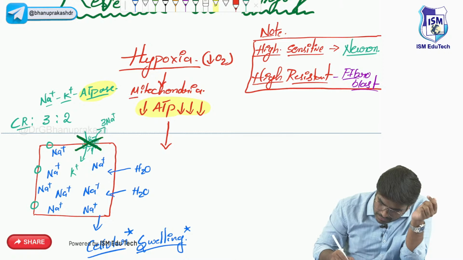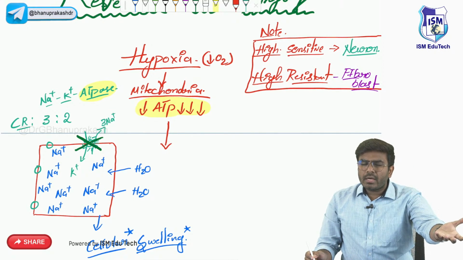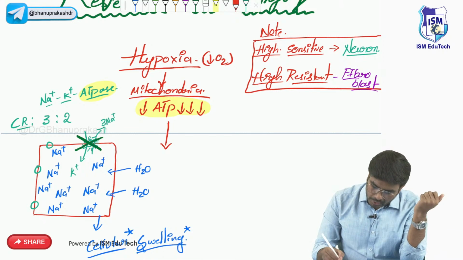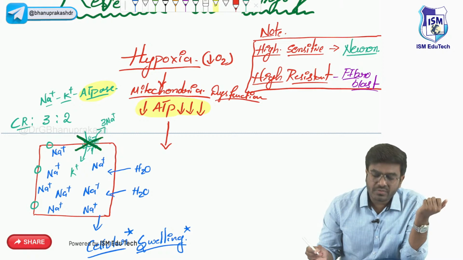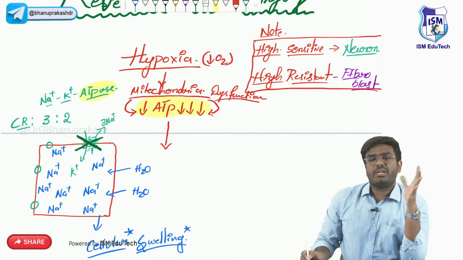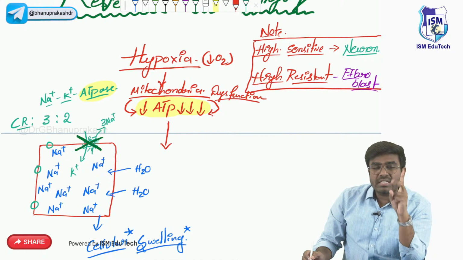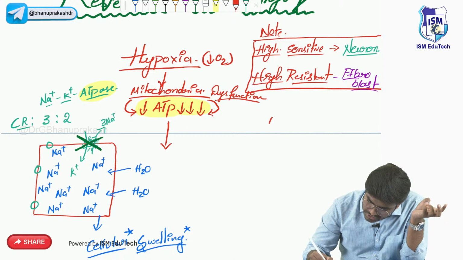Mitochondria is the place for ATP production, right? So no oxygen in the mitochondria, no ATP production. So mitochondrial dysfunction, mitochondria stops its functioning. That is the reason for ATP depletion. Now, two questions that will come in your exam: what is the first change in cell injury?